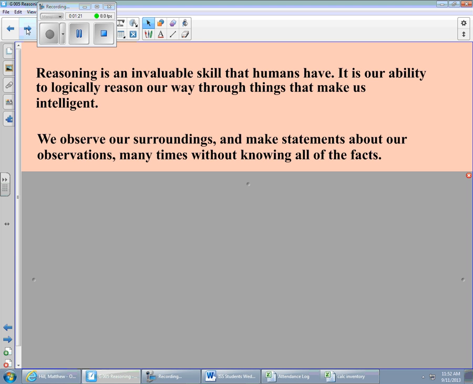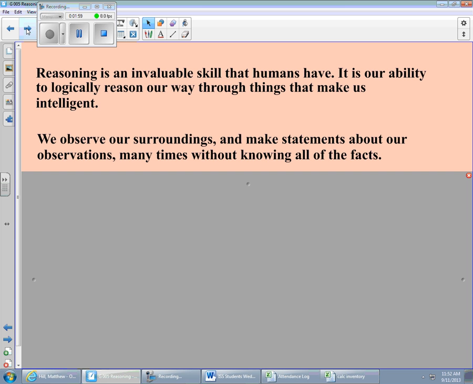All right, now the topic of reasoning is something a lot of people would call common sense, if there is such a thing these days. But common sense evolves from a discussion of reasoning, and here is a basic synopsis. Reasoning is an invaluable skill that humans have. It is our ability to logically reason our way through things that makes us intelligent. And we use terms like intelligent all the time. I think everybody's had or seen pets, and we've said, wow, smart dog, or wow, that's a smart cat, or something like that.